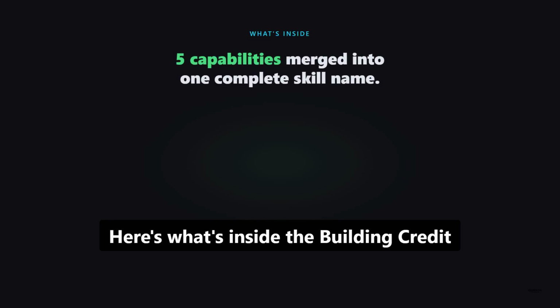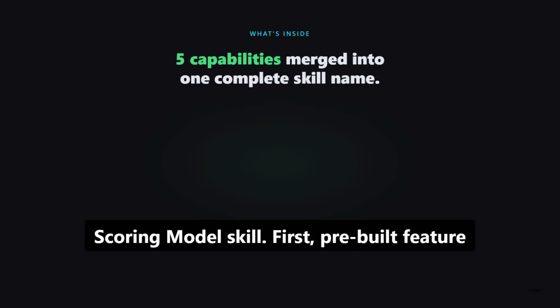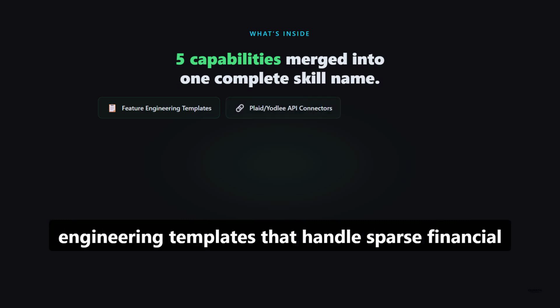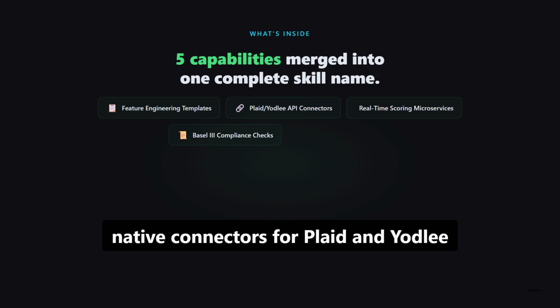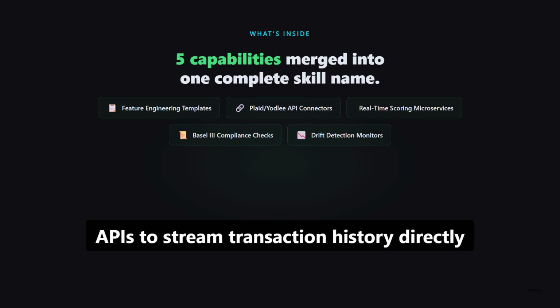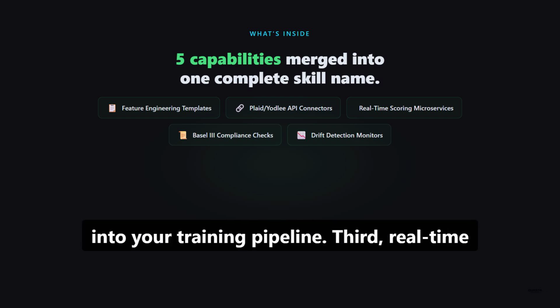Here's what's inside the Building Credit Scoring Model skill. First, pre-built feature engineering templates that handle sparse financial data and categorical embeddings out of the box. Second, native connectors for Plaid and Yodlee APIs to stream transaction history directly into your training pipeline.